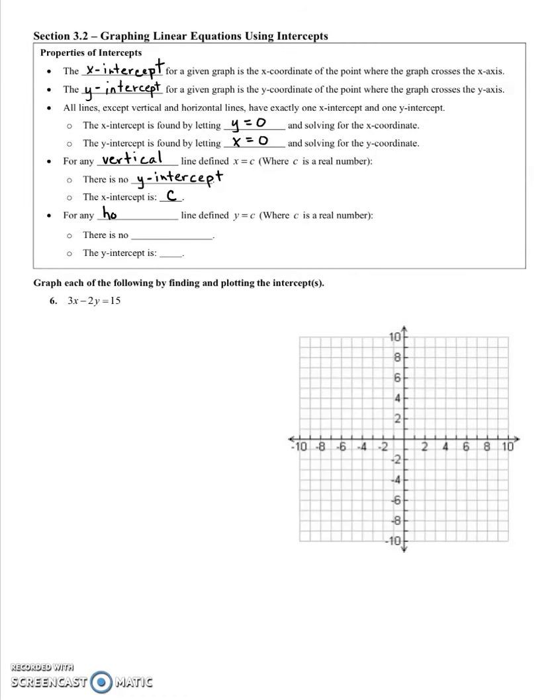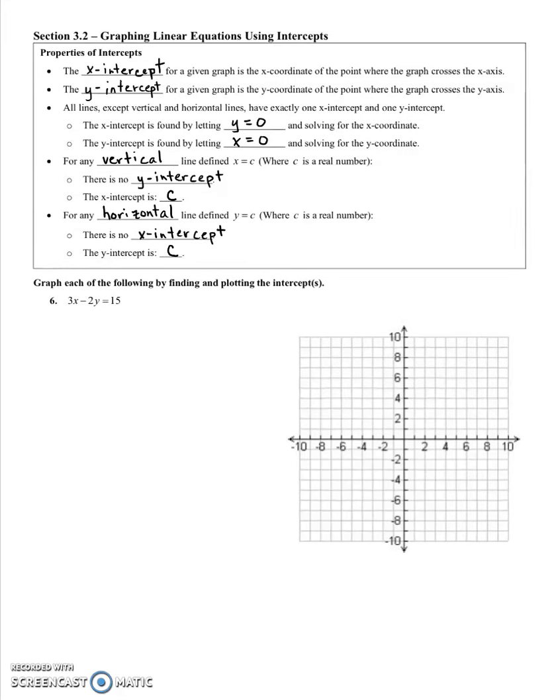Similarly, any horizontal line, which is defined as y equals c, where c is just a number, has no x-intercept, and the y-intercept is whatever that number c is.